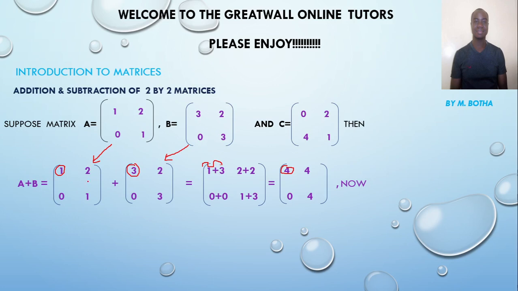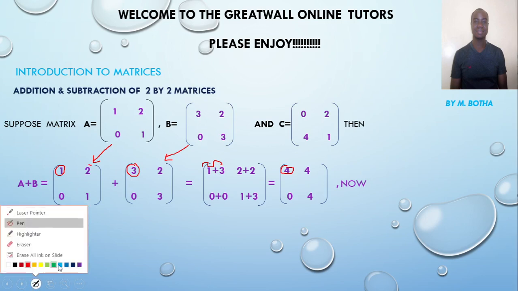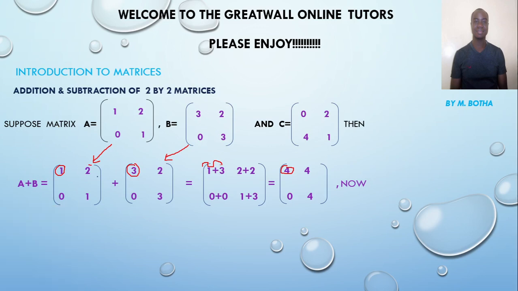The second element of your first matrix is to be added to the second element in your second matrix. So again, we have 2 as the second element in the first row of the first matrix, a 2 by 2 matrix. We are going to add that to the second element in the first row of the second matrix, and that will give us 2 plus 2, which will give us 4, right?